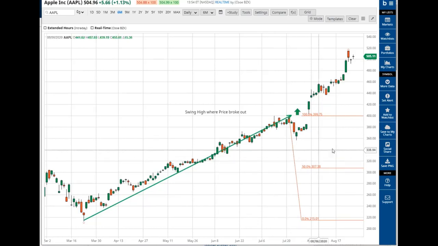So one of the cool things we have in our tools is our Fibonacci's. And I've already drawn this based on my swing low and my previous swing high. And if I go back into Fibonacci, right click.